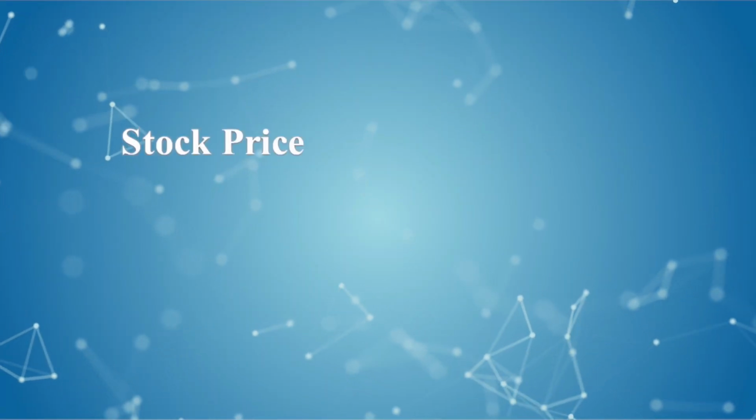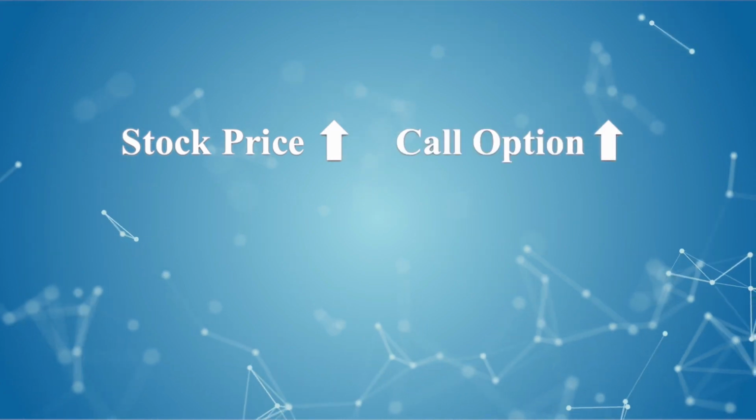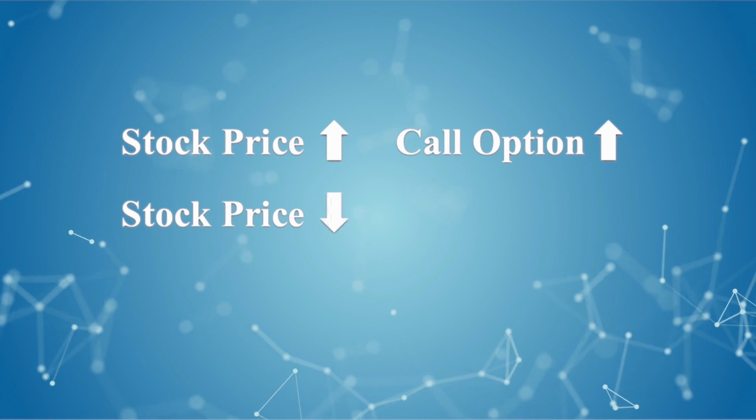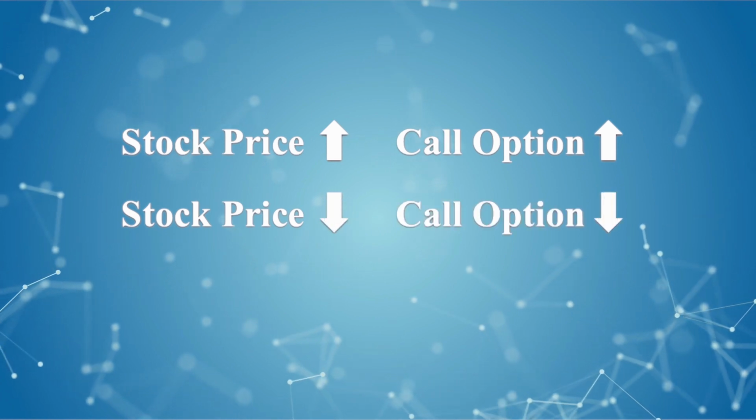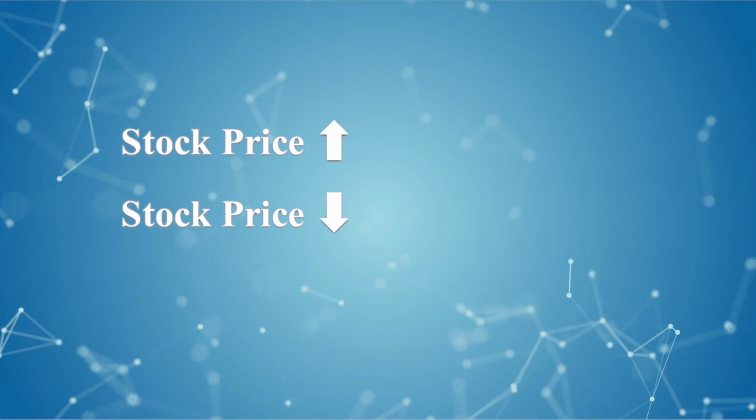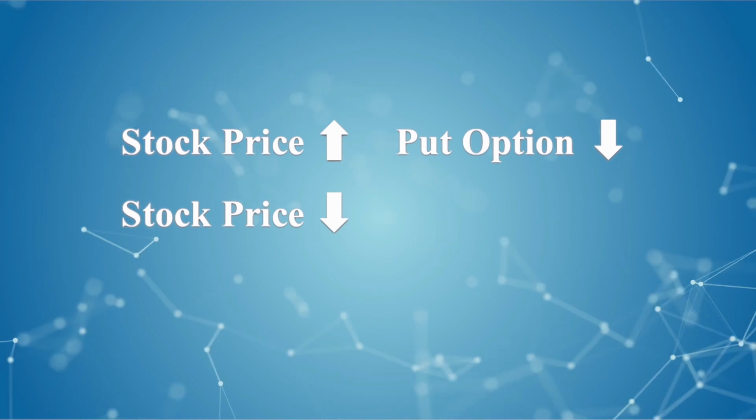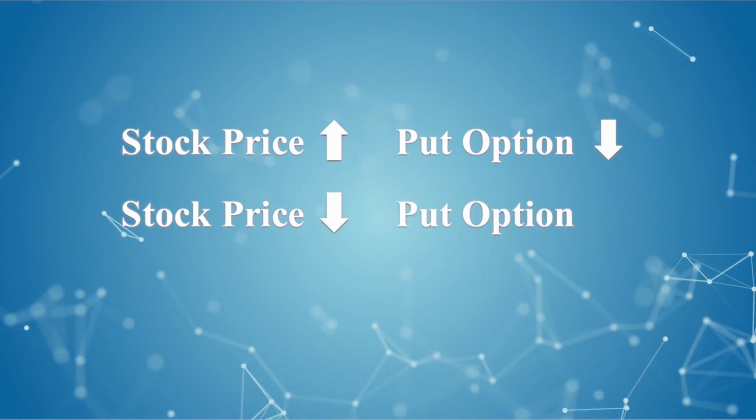In stock market, when stock price increases, then call option premium also increases. When stock price decreases, call option premium also decreases. For put option, it is vice versa. When stock price increases, then put option premium will decrease. When stock price decreases, put option premium will increase.